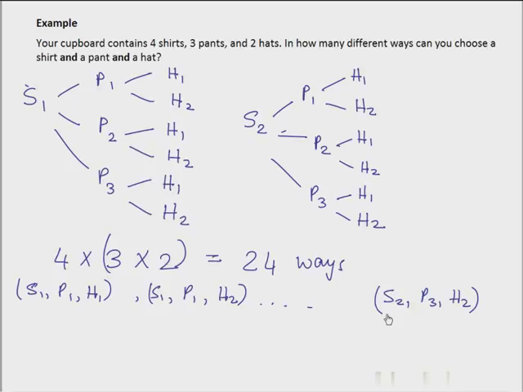Let's talk about this example a bit more. So, I can pick a shirt in 4 ways. I can follow that up by picking a pant in 3 ways. And I can follow that up by picking a hat in 2 ways. Since every possibility of shirt is paired with every possibility of pant, and then paired with every possibility of hat, the multiplication principle is applicable. And we get 24 ways. The crucial thing here is that every possibility from a given set is paired with every possibility from every other set.